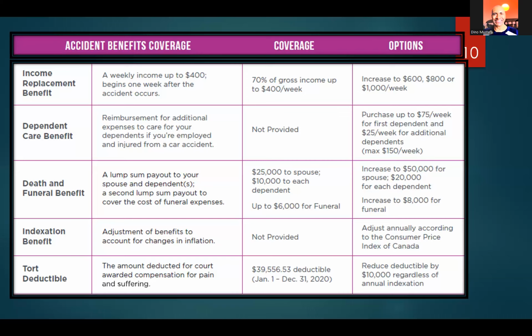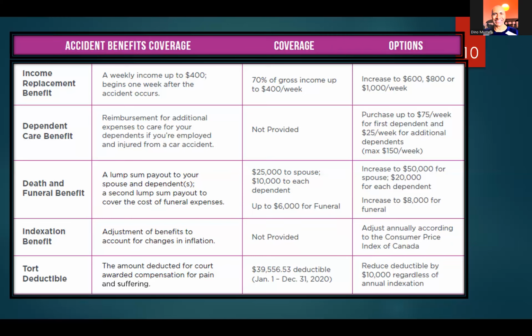So what is dependent care? Reimbursement for additional expenses to care for your dependents if you're employed and injured in a car accident. Can you imagine? You are the breadwinner in the family. You have to go to work to make a living, living paycheck to paycheck. And now you are injured in a car accident, and you have to care for your dependents. Now you are injured, so you're having a lot of problems. And there's no coverage in your car policy. That used to be covered before the so-called auto reform. And now they removed it, because dependents, who cares about dependents, right?